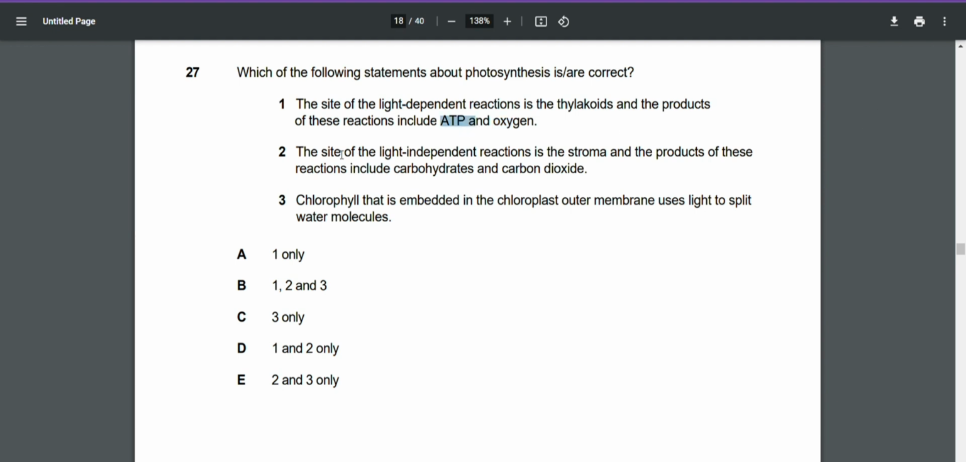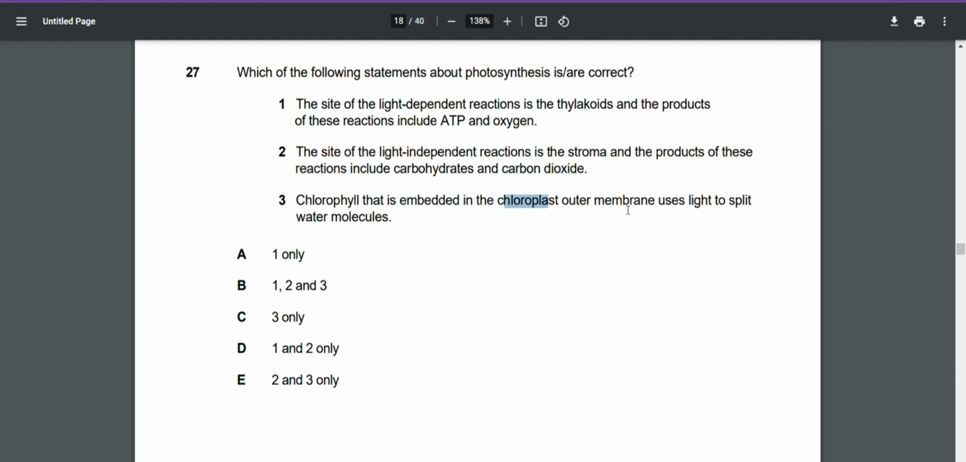2. The site of the light-independent reactions is the stroma, right? And the products of these reactions include carbohydrates, right? And carbon dioxide, no. The last part is wrong. The light-independent reaction doesn't produce carbon dioxide. And I think a good way for remembering this information is to memorize the equation for photosynthesis.